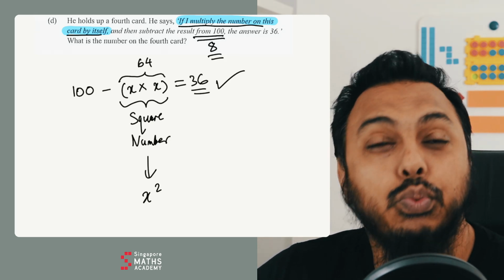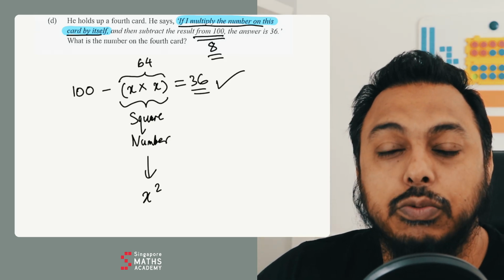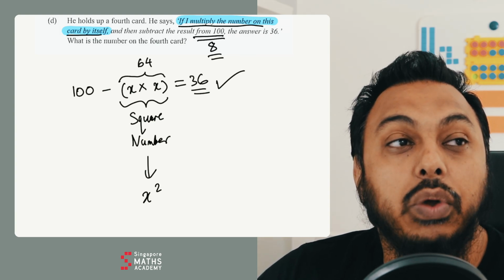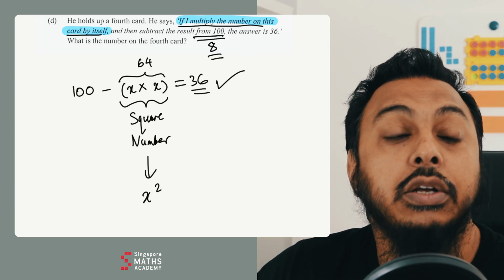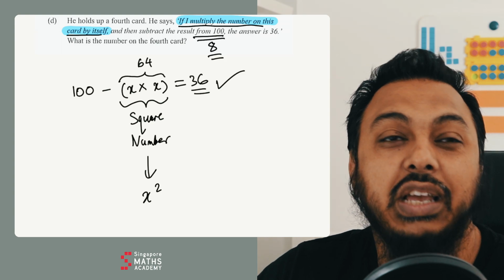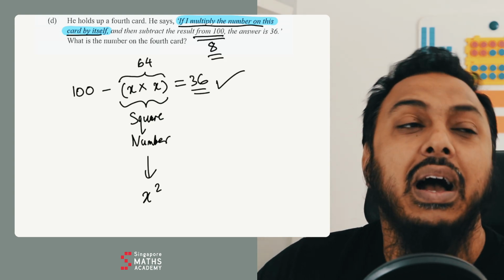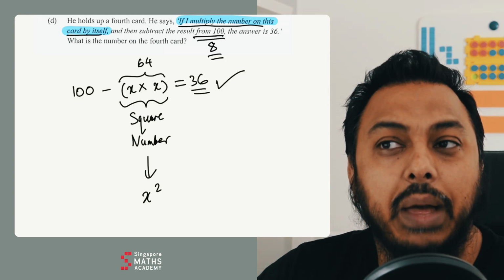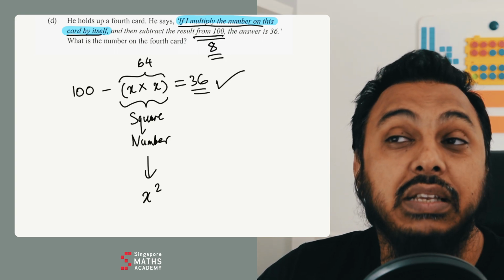And so for us, we can think of it in a slightly less algebraic way and understand that when I multiply anything by itself, it's a square number. So I can take it from there. 100 take away a square number gives me 36. That square number must be 64. That means that number must have been 8, because 8 times 8 is 64.